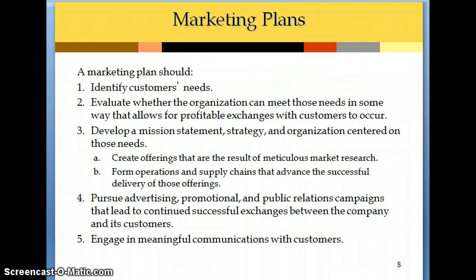How should we go about writing a marketing plan? Marketing plans should always, as number one objective, identify customers' needs. Number two, evaluate whether the organization can meet those needs in some way that allows for a profit for the organization itself. Then develop a mission statement, strategy, and organization centered on these needs. More specifically, create offerings that are the result of meticulous market research and form operations and supply chains that advance the successful delivery of those offerings.